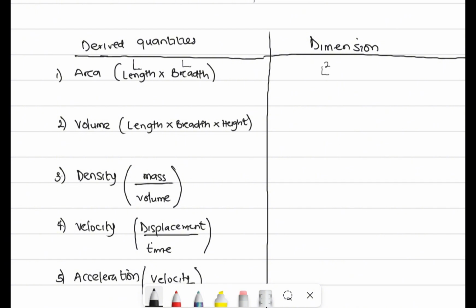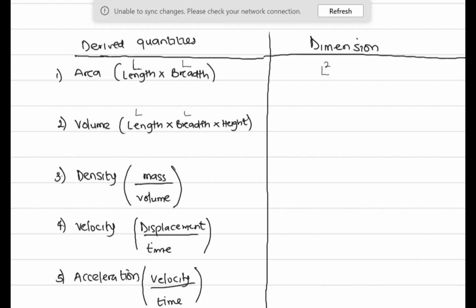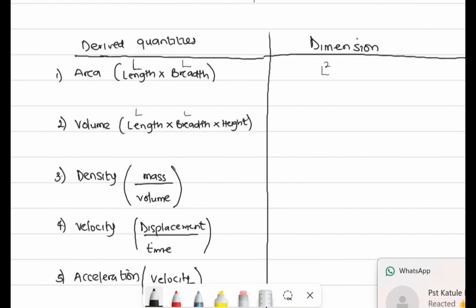Now for volume, length times breadth times height, that's L multiplied by L multiplied by another L. So for volume, that's L cube. For density, it's mass over volume. Now, you know mass now, the dimension is M, please not unit. Unit is kg, dimension is M. Volume is L cube. So eventually we have M L minus 3.